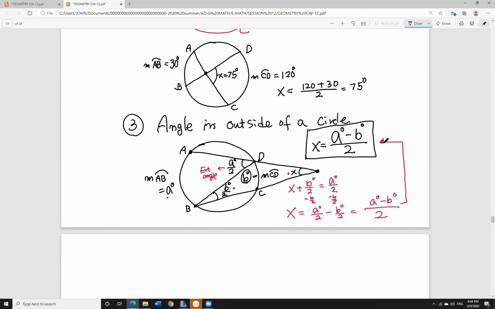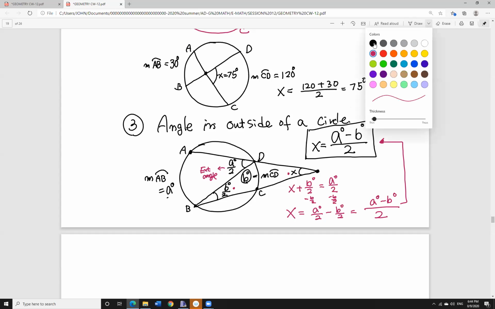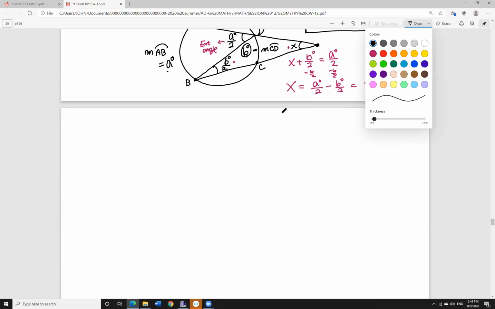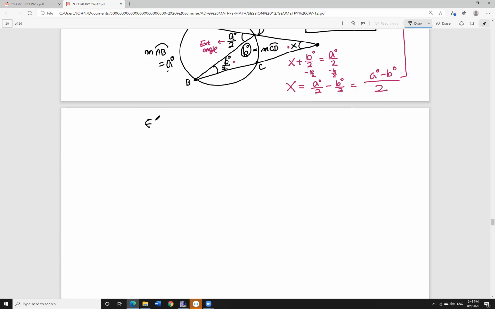We just use the same as before. But this time, the exterior angle is in a slightly different position, right? For example, we're going to have some practice, okay? I have an example. A circle, and we have an exterior angle outside.